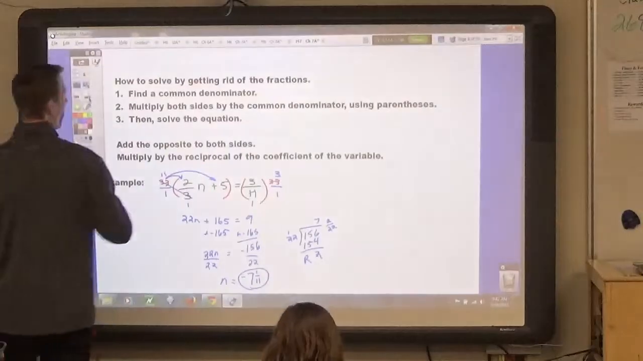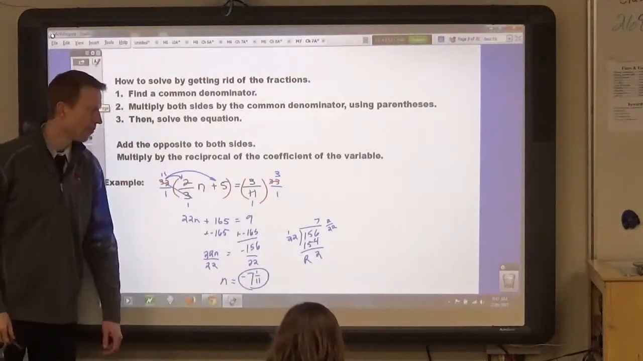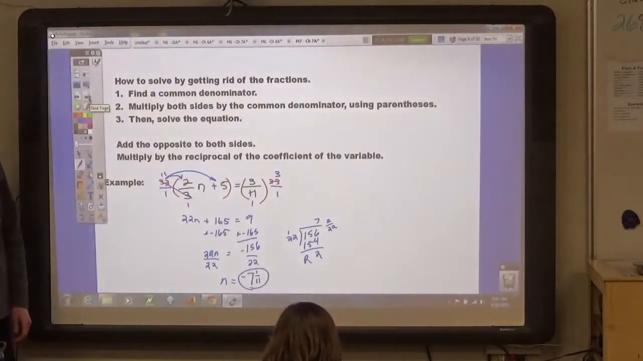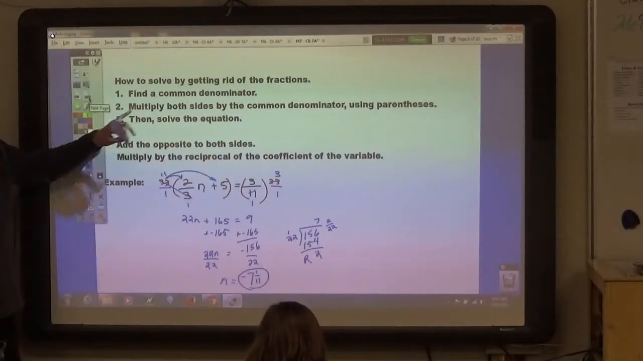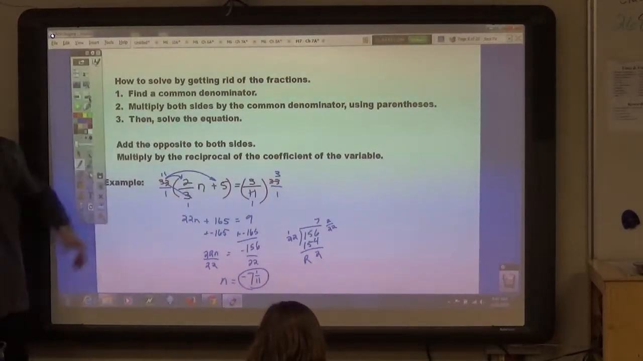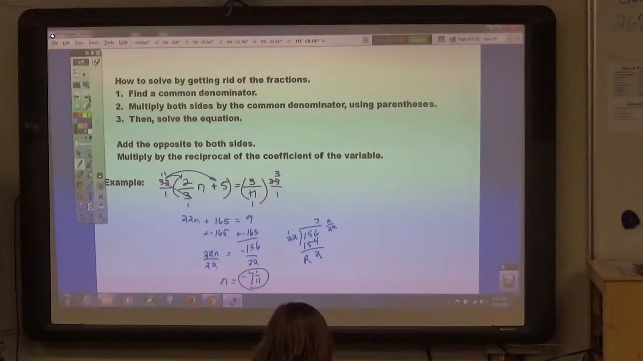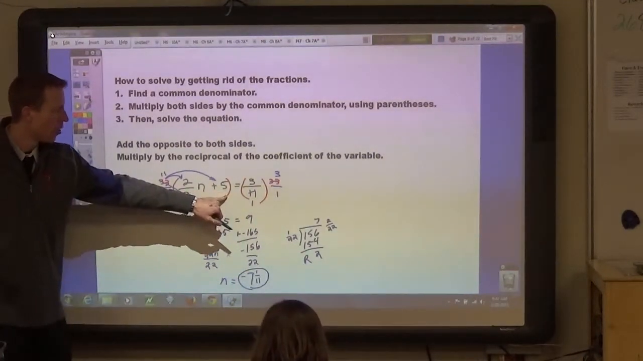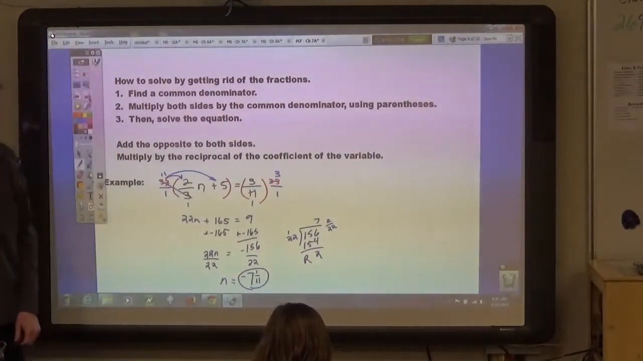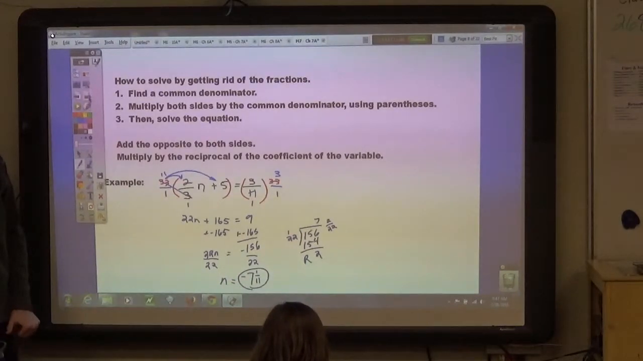Now, what if we have some fractions that we just want to get rid of altogether? All right? Look at this example. This is how to get rid of fractions in an equation. It's called clearing the fraction. And this one is 2/3 n plus 5 equals 3/11. 2/3 n plus 5 equals 3/11.